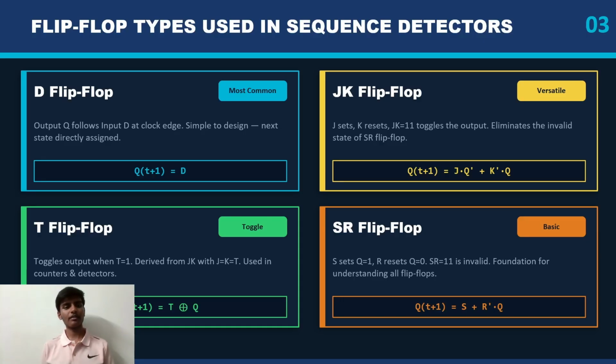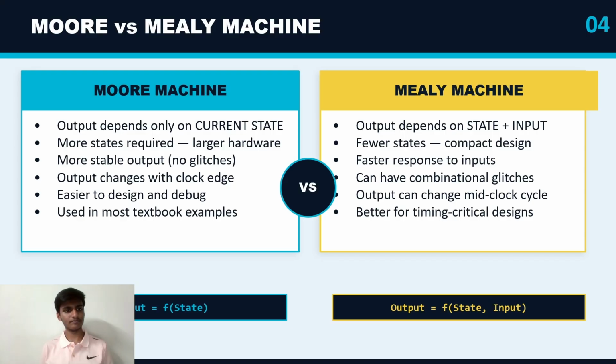These are the types of flip-flops that are used to detect sequences. D flip-flop is the most common flip-flop, and the function is given by Q(t+1) = D. This sets the output of the next state. It is the most common one. JK flip-flop is the most versatile flip-flop. T flip-flop is also used in counters and detectors. SR flip-flop is the most basic one.